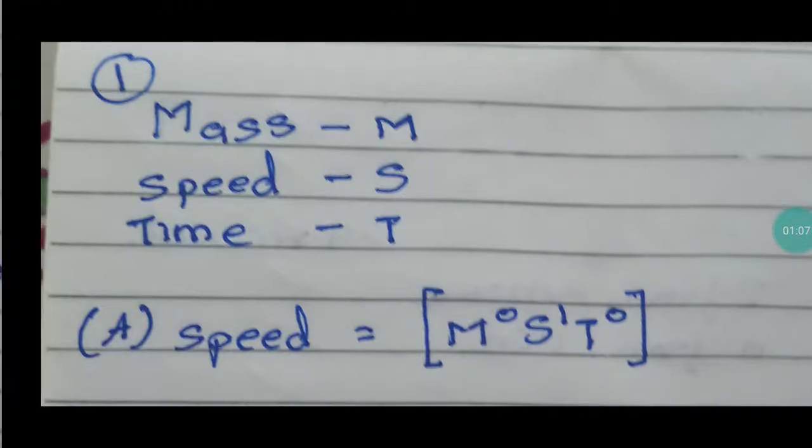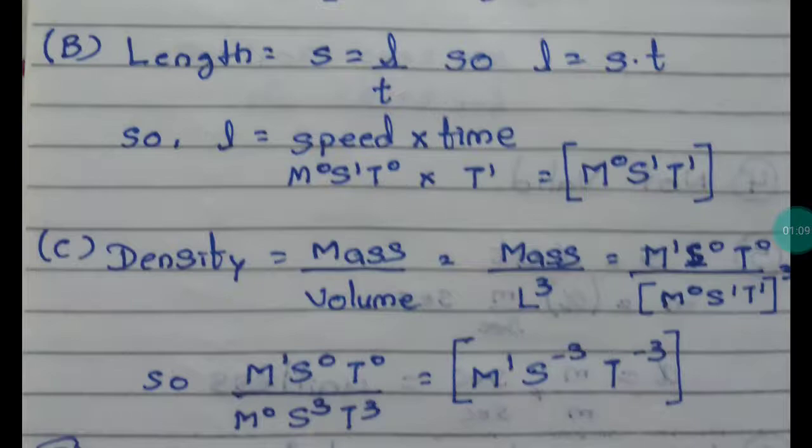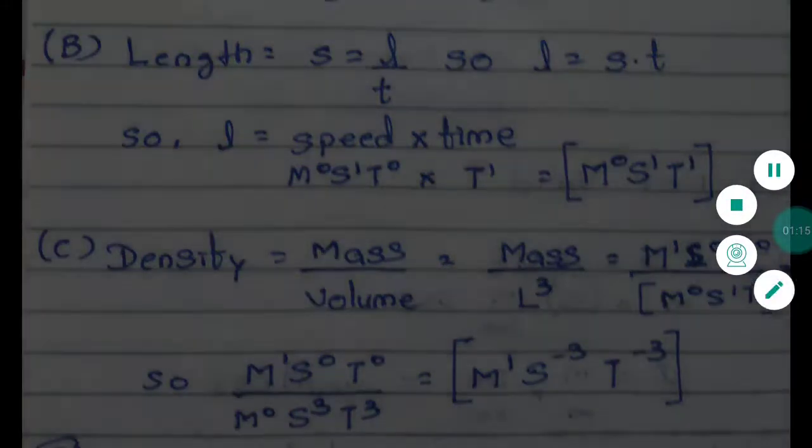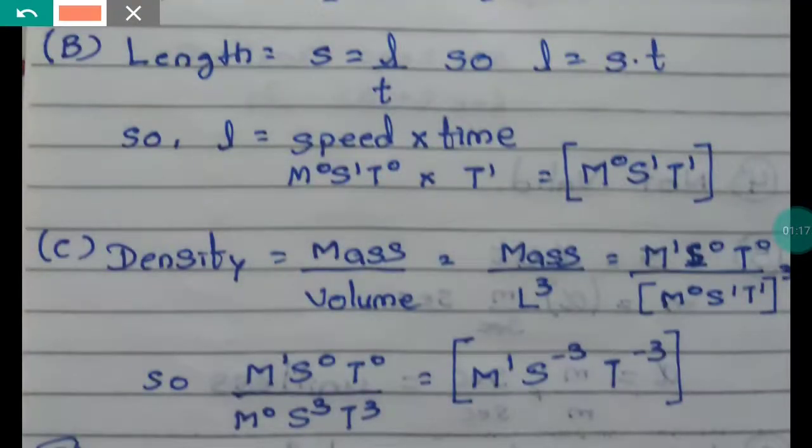Now the second physical quantity, that is length. So what are we going to do in length? See this formula, what is it? Speed is equal to distance upon time, or speed is equal to length upon time. So what is length equal to? Length equals speed into time. Okay, now what to do next?